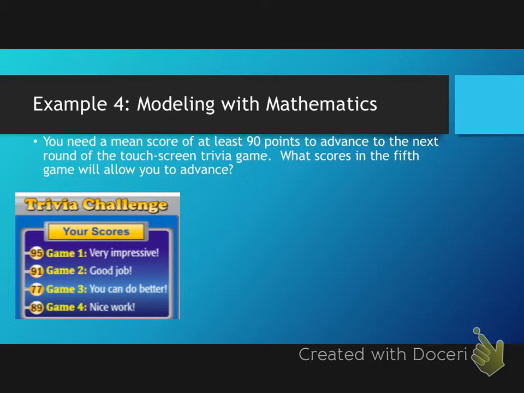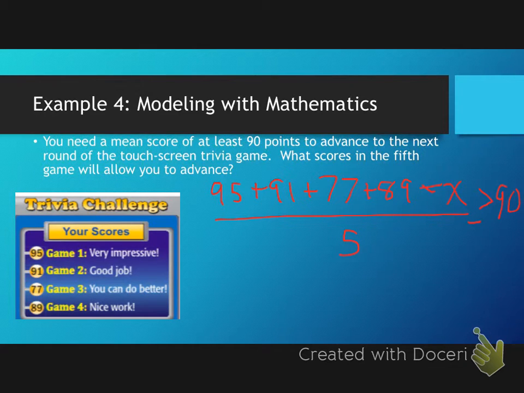So we need to now make a plan. Use the definition of mean to set up numbers to write an inequality. Then solve that inequality and answer the question. So remember, when we're looking for the mean, we add all those numbers together. So you've got 95 plus 91 plus 77 plus 89 plus our, we'll call it x, all divided by 5. And this needs to be greater than or equal to 90.